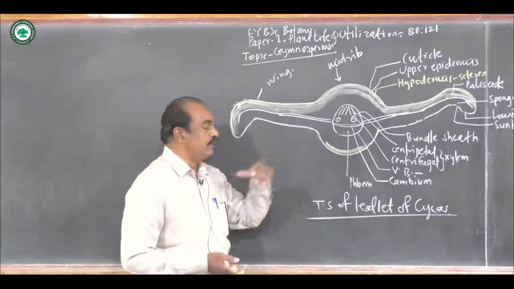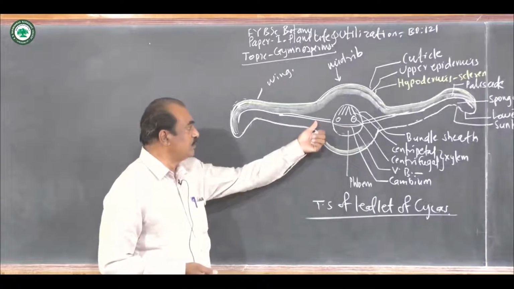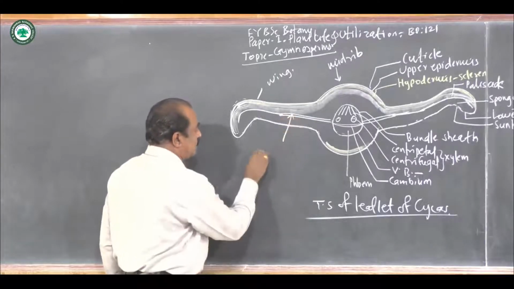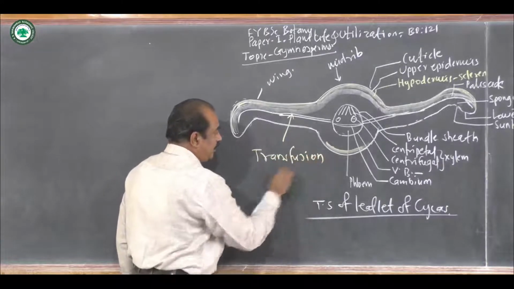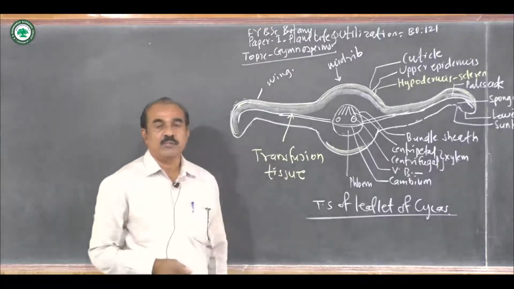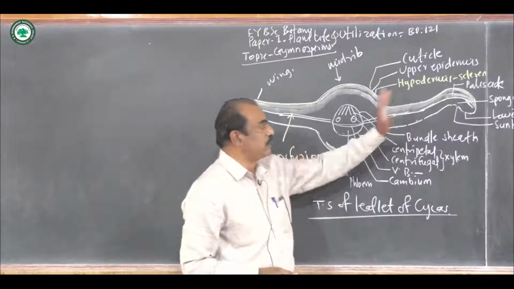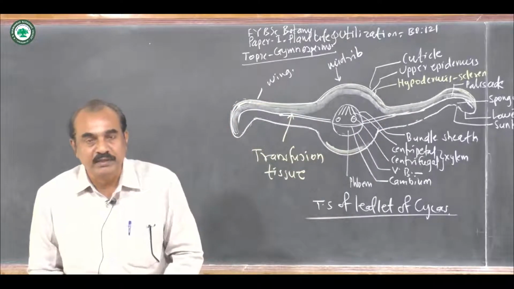Now from this vascular bundle, another type of tissue is developed. That tissue is called the transfusion tissue. It is important for the conduction of water, mineral, etc. Now this transfusion tissue is on this side also and on this side also. It is important for the conduction of water, mineral, etc.